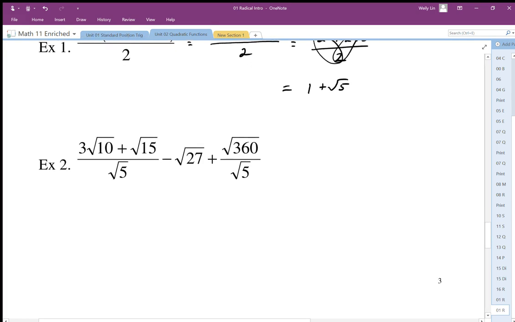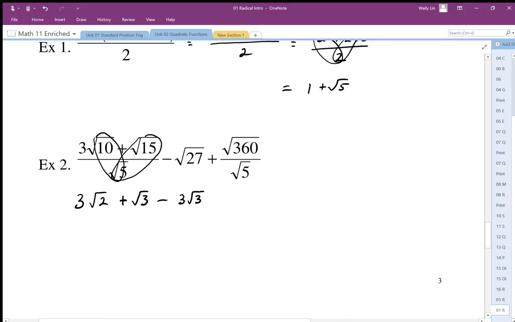Here I would simplify the fraction first. Looks like we can simplify that first. So we end up with, there's no number parts here, so it's just 3. Root 10 divided by root 5 is root 2. Root 15 divided by root 5 is going to be square root 3. Okay, keep it under the root. We can simplify square root 27 into 3 root 3. Okay, we factor out the 9. And then root 360 divided by root 5.